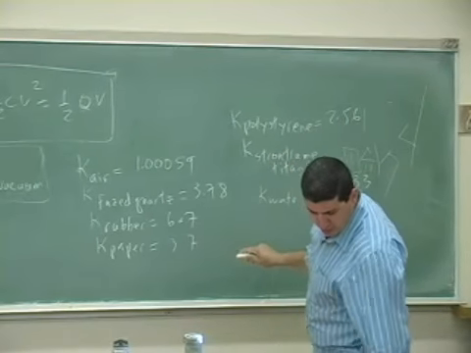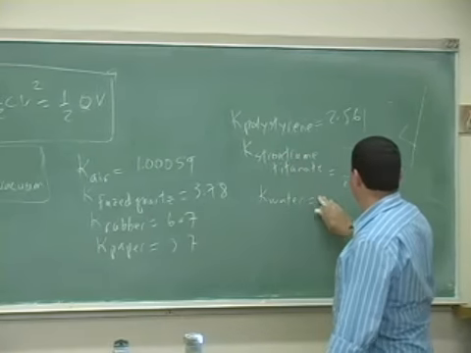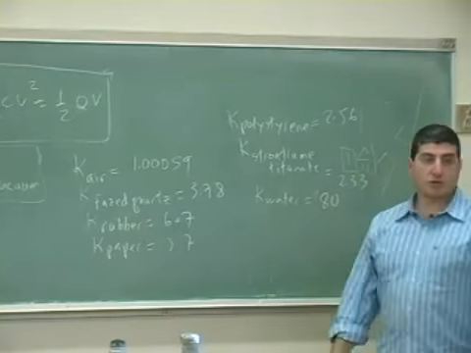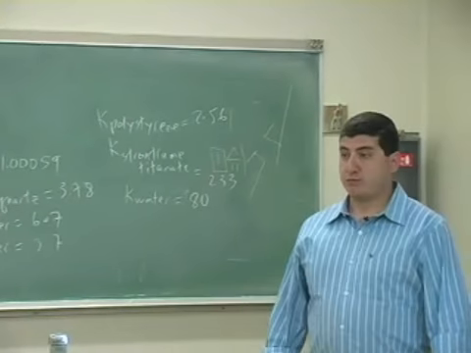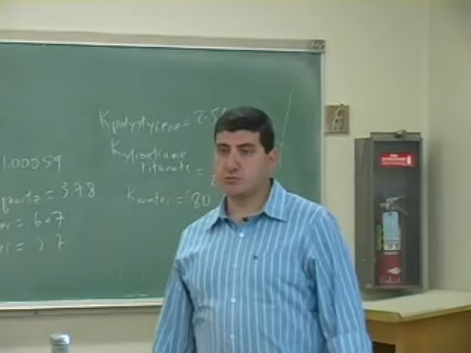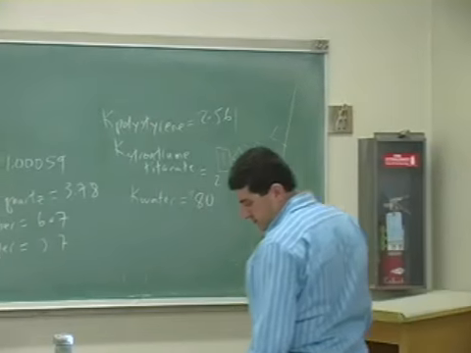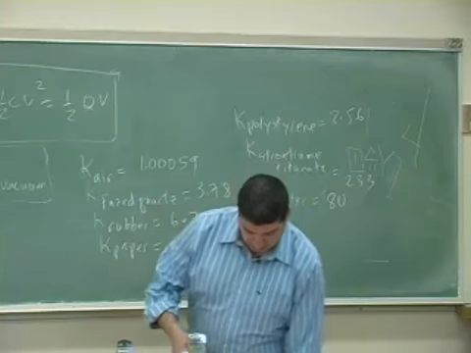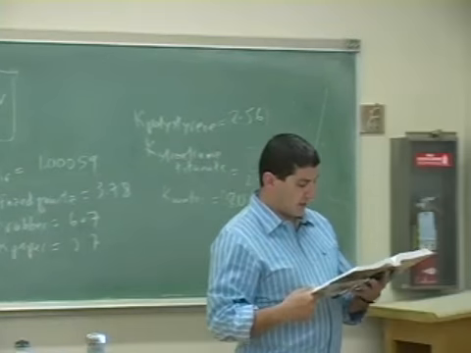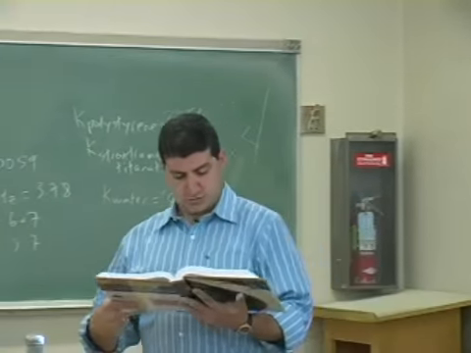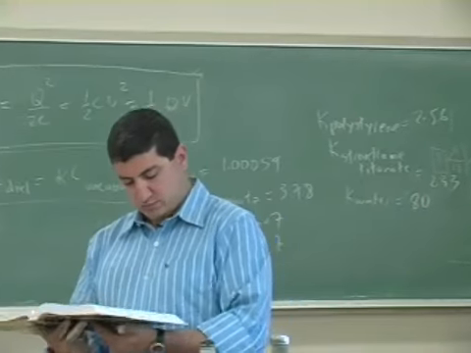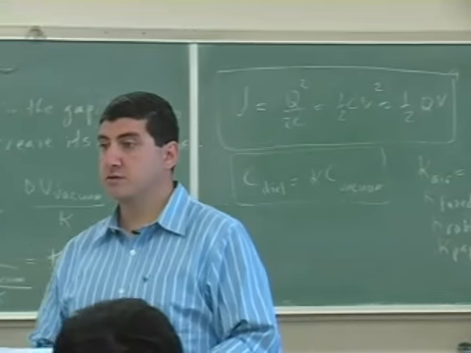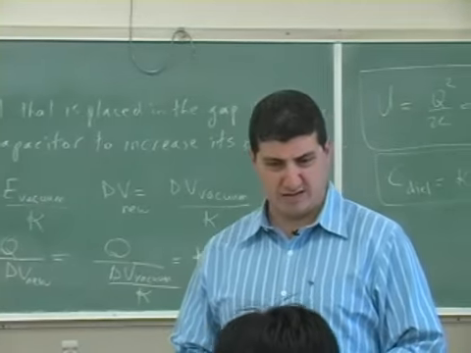No, sorry, I was looking at something else. It's 80. Water is a pretty good dielectric material too. Now there is also the next column. What does that column say? Dielectric what? Dielectric strength. What does that mean?